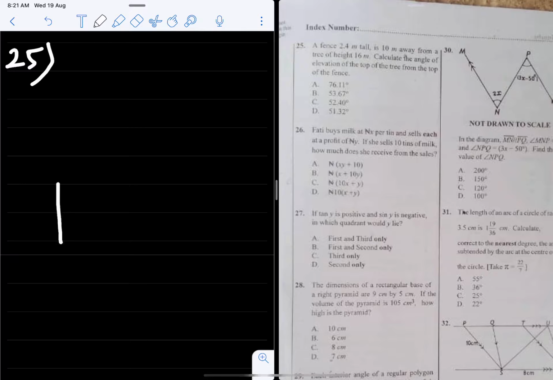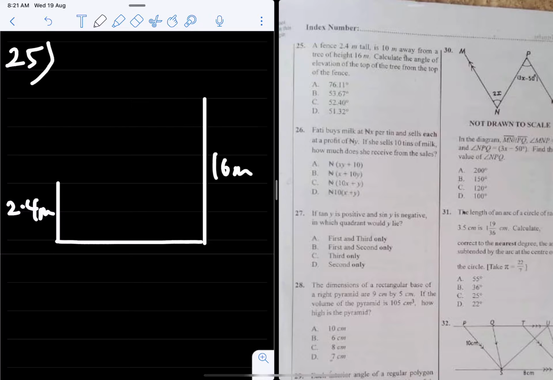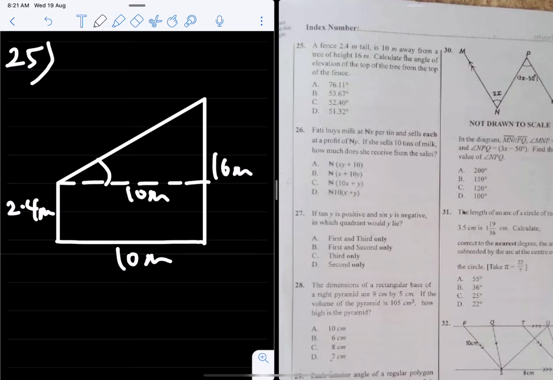Let this be the fence. It has a height of 2.4 meters. And let this be the tree whose height is 16 meters. The tree is 10 meters away from a fence. So this is 10 meters. And we want to find the angle of elevation of the top of a tree from the top of a fence. This will also be 10 meters, and this is the angle of elevation we want to find.